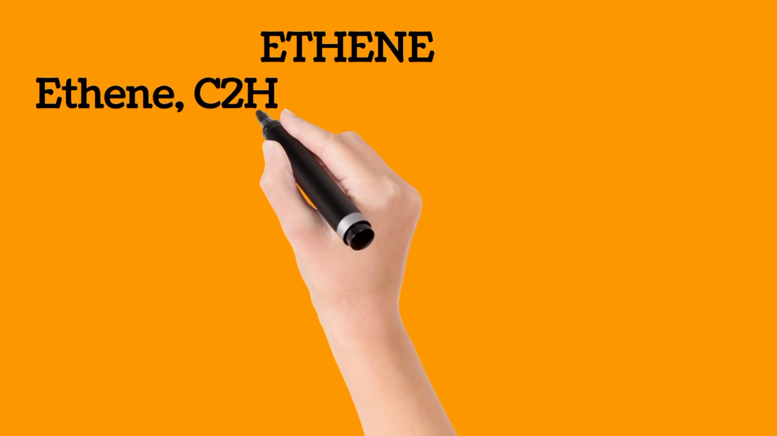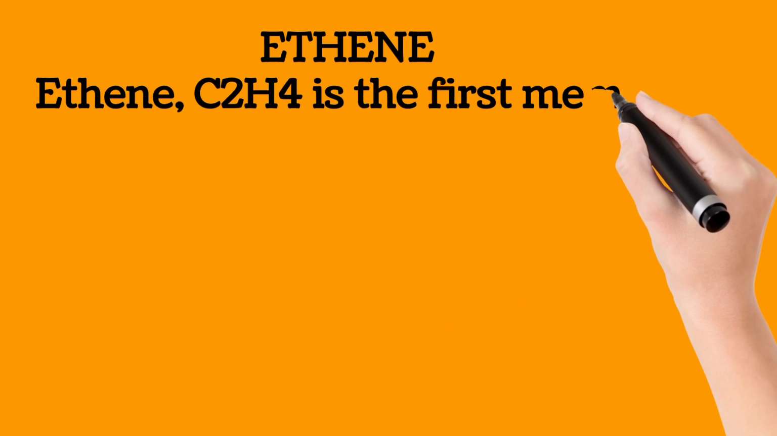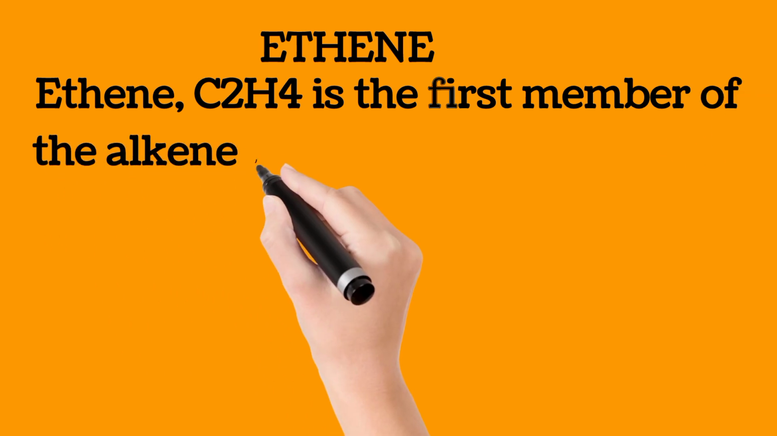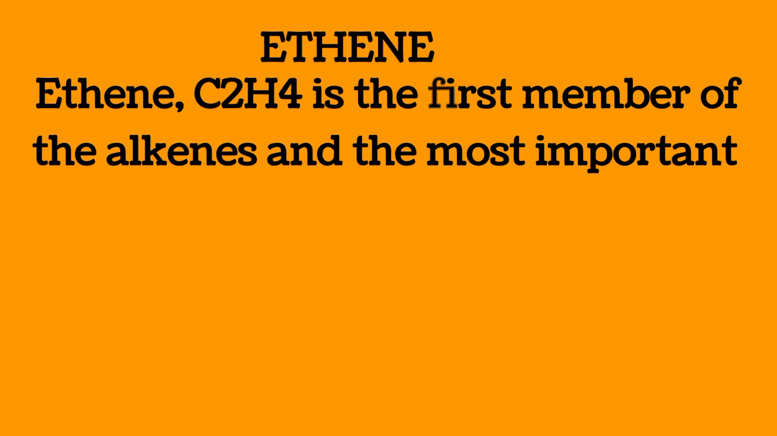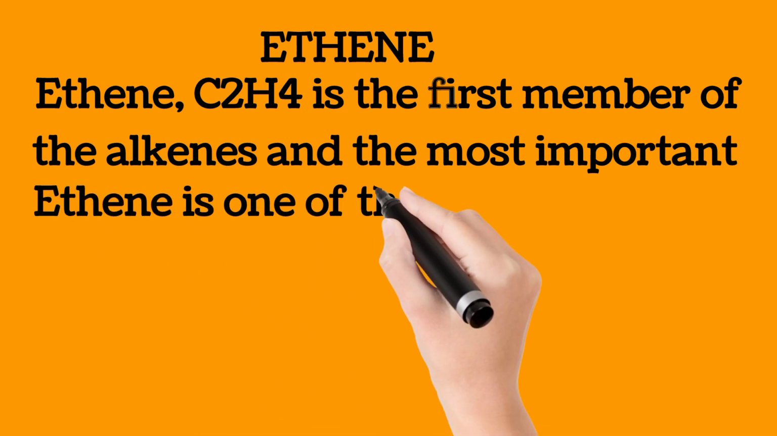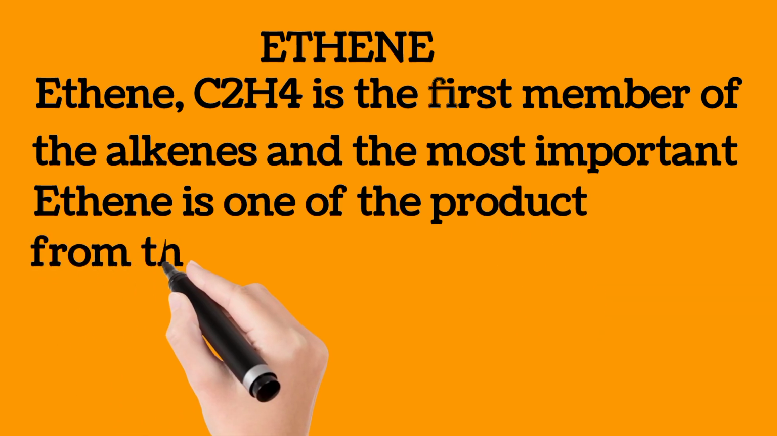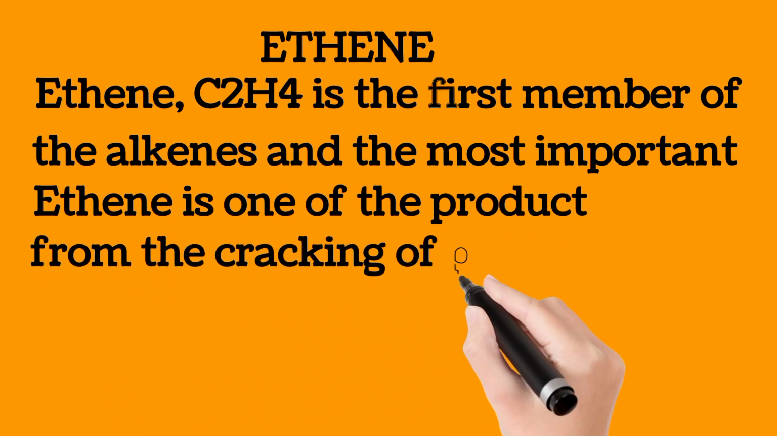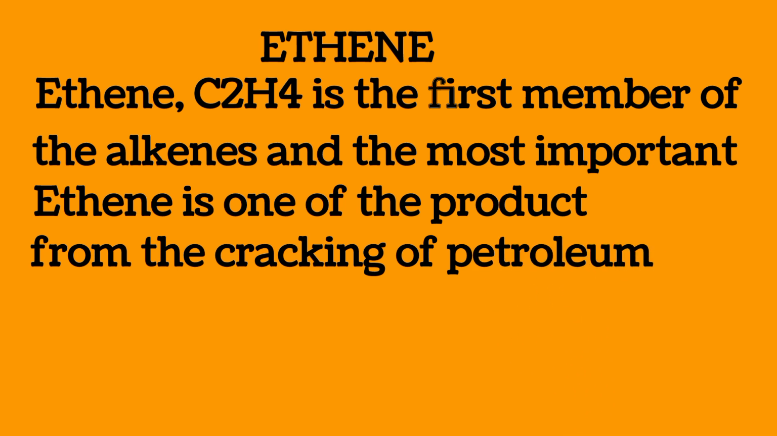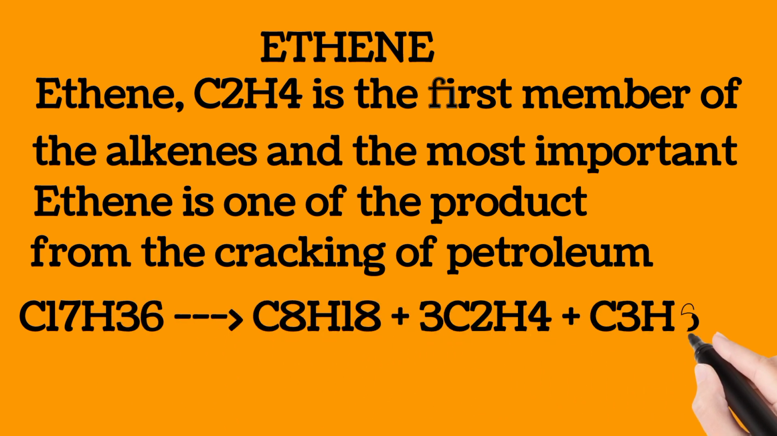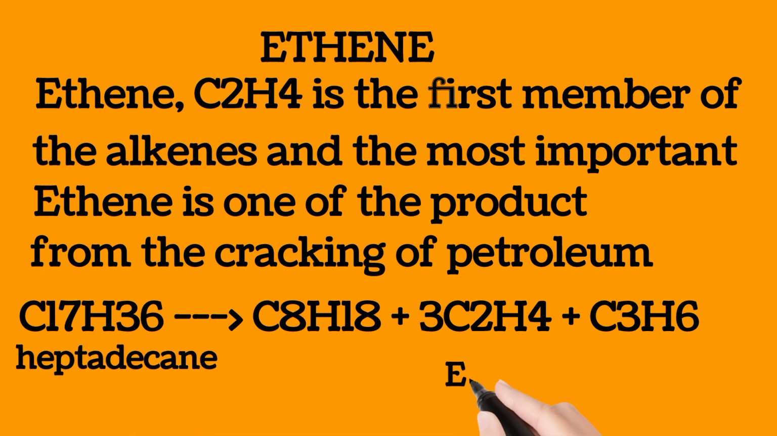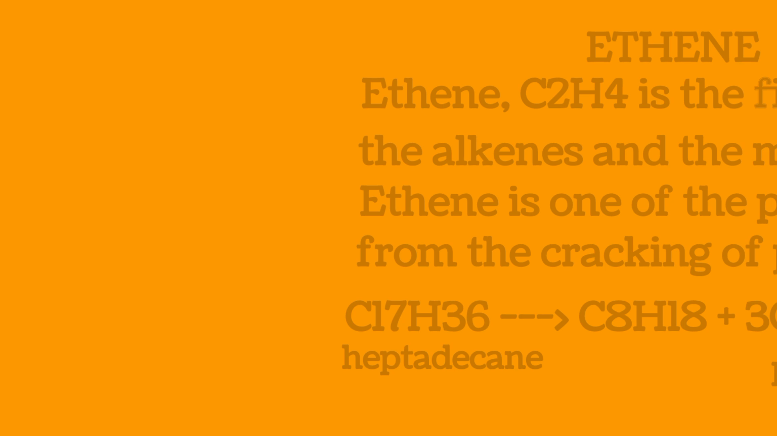Let's look at the first member, ethene. Ethene is the most common of the alkenes. It's the first member with the formula C2H4, and is by far the most important member of the alkene series. Ethene is one of the products obtained from the cracking of petroleum. We have the equation. When you crack petroleum like C17H36, that is heptadecane, you get ethene as one of the products of the cracking of that large compound.